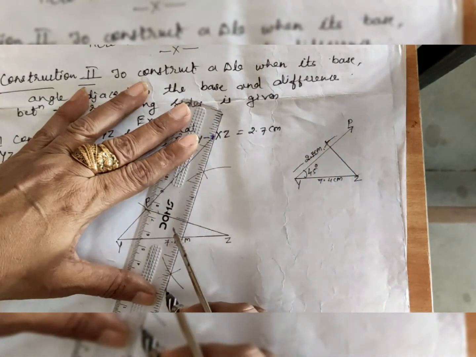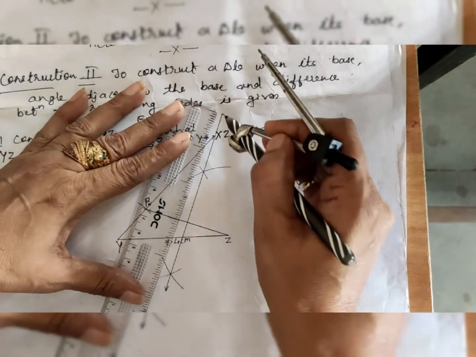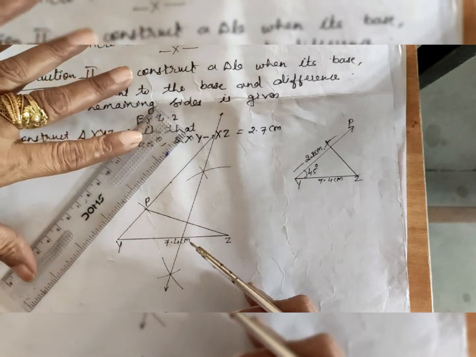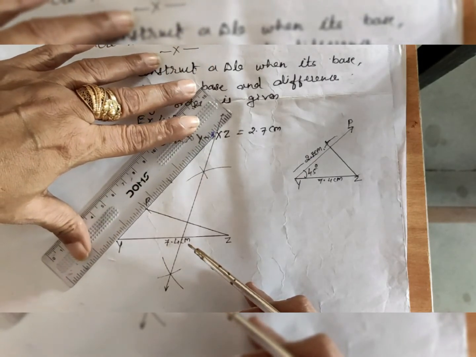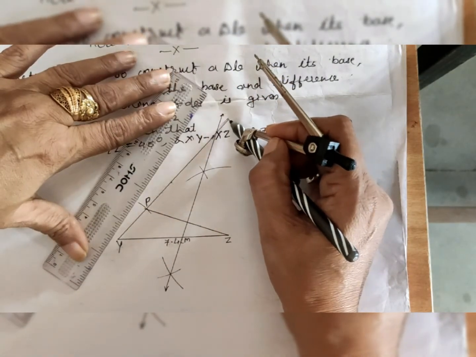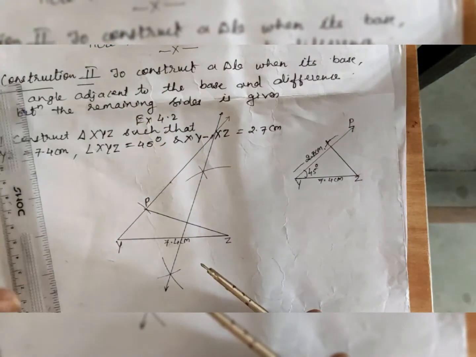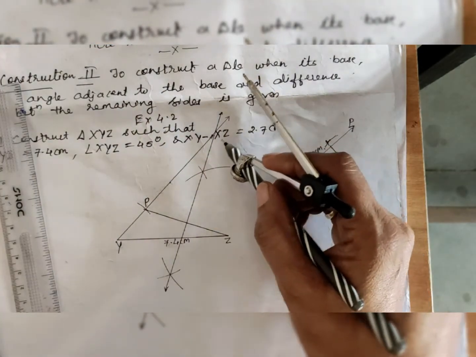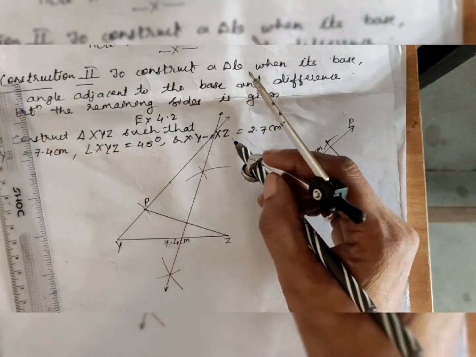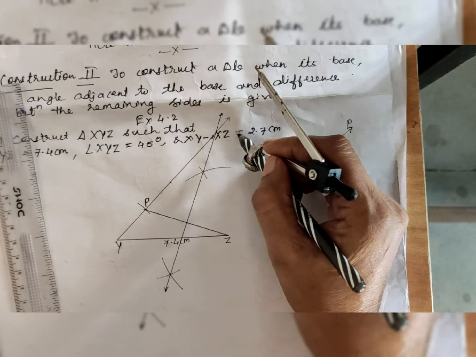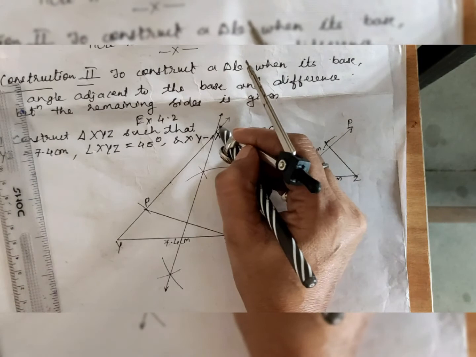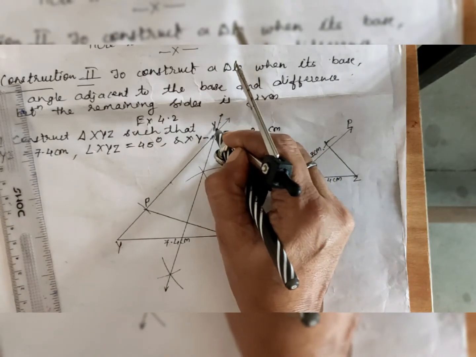See children, this is the perpendicular bisector. As I can see, this perpendicular bisector is not cutting this ray. So let me extend this ray. Children, you have to extend the ray so that the perpendicular bisector passes through this ray. Okay, now as you can see, this perpendicular bisector is passing through the ray where you have taken the 2.7 centimeter arc. So name the point of intersection of this ray as X, since that is the name in the triangle. So this point is your X now.